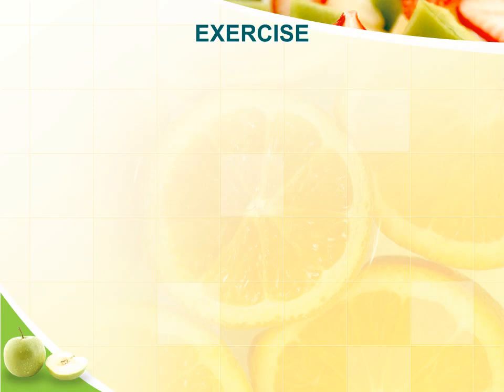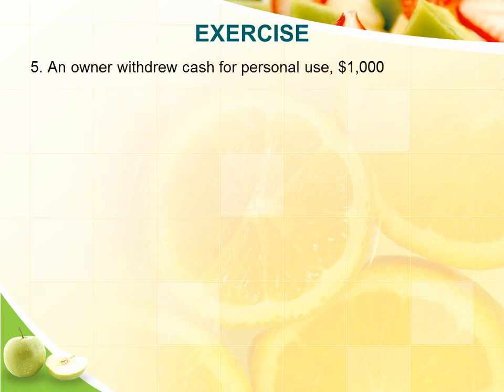And the last transaction is an owner withdrew cash for personal use, $1,000. This transaction is quite difficult. Why? Here we have a special account in this transaction. Owner withdrew cash. Of course, cash is affected, and when the owner withdrew cash, cash decreases. Cash is an asset. When assets decrease, we credit cash.